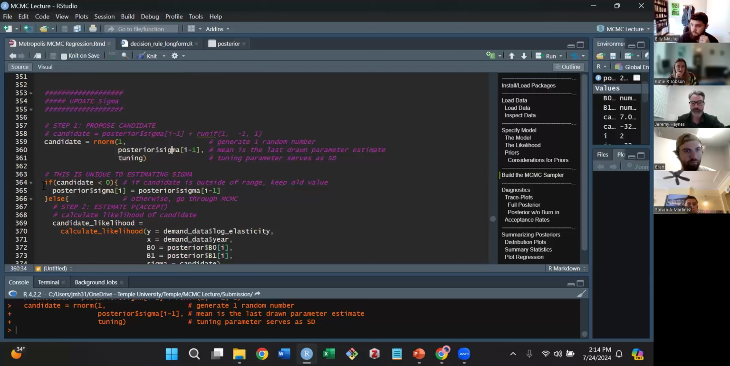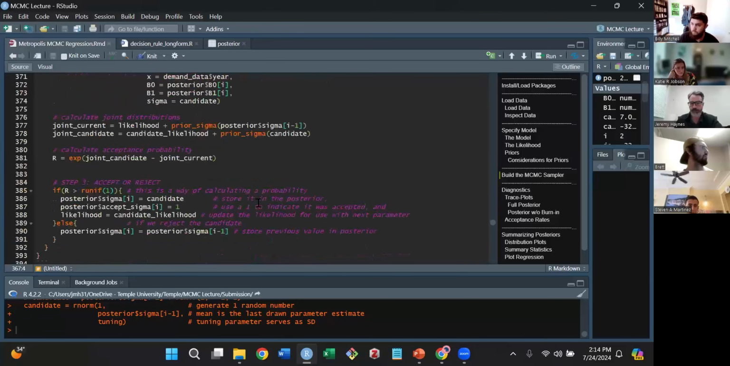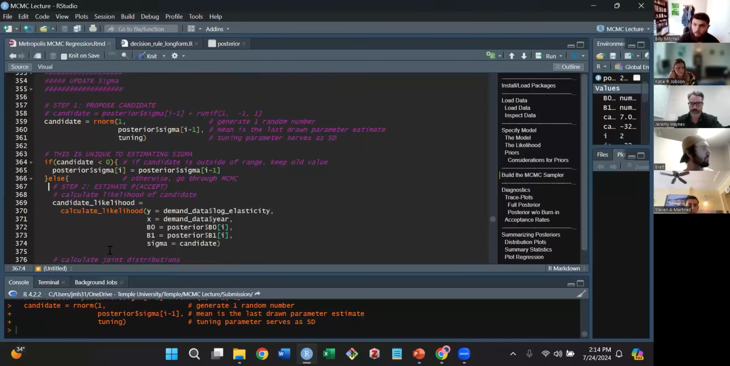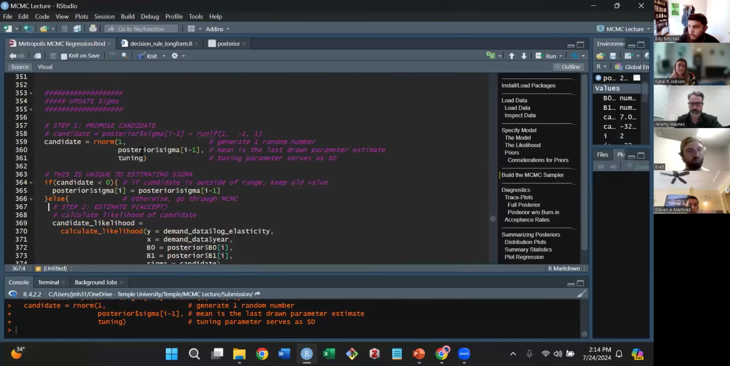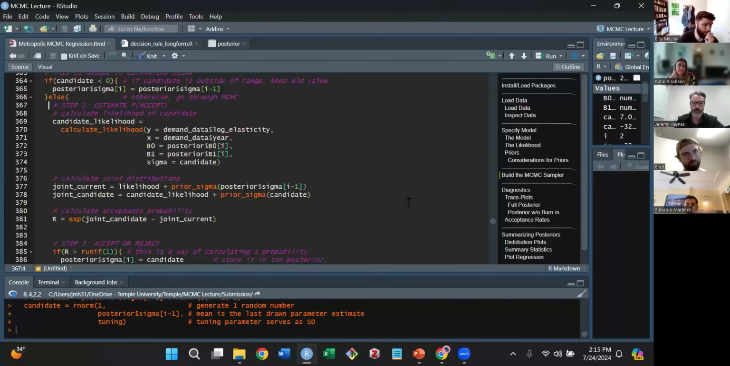And the way to do this is that if the candidate is less than 0, it's automatically rejected. The probability is 0. So that's what this line of code here does. If it's greater than 0, we're in the clear, and we're going to go through steps 2 through 3. And those are exactly the same that I showed before. So that's the only big difference here: if you get a candidate that's less than 0, you're just going to reject it automatically.